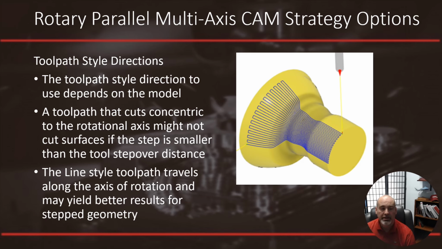So the line style toolpath travels along the axis of rotation and may yield a better result for this type of step geometry. In some cases, you may actually want to use both strategies to have full cleanup.